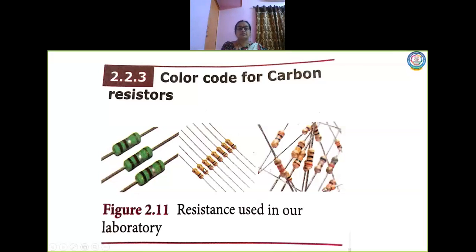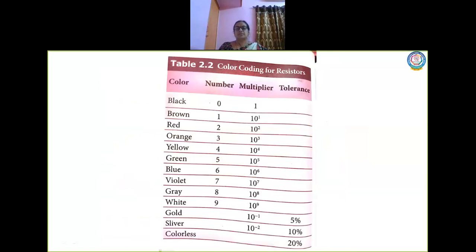And you have color rings on the carbon resistors, from which you can find out the value of resistance of that particular resistor. So to find out the value of the particular resistor, we will go for this tabular column. This is how you should remember. Actually, all these colors will be there. Now any three colors will be there in the carbon resistor. Okay, so starting from black, brown, red, orange, yellow, green, blue, violet, gray, white, gold, silver, and colorless. Now the last three are about the tolerance rate.